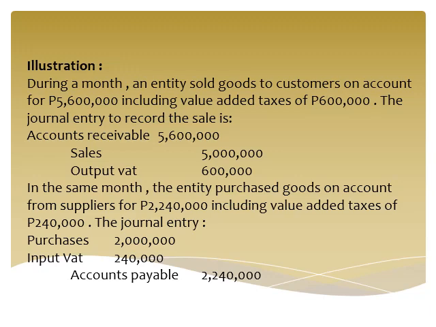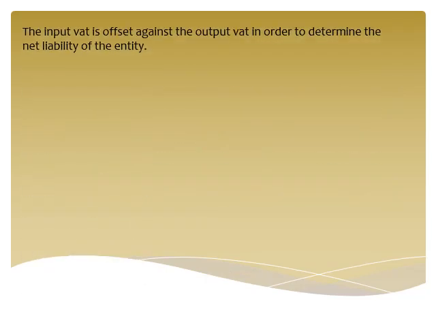In the same month, the entity purchased goods on account from suppliers for 2,240,000, but the 240,000 is the value-added tax or the input VAT. So, the purchases is debited only in the amount of 2,000,000, debit input VAT of 240,000. So, we have a credit of accounts payable 2,240,000. The input VAT is offset against the output VAT in order to determine the net liability of the entity.